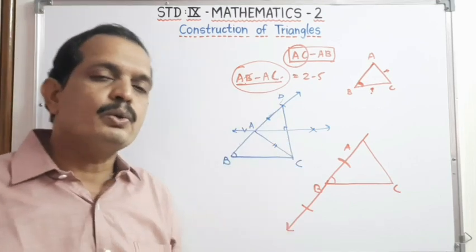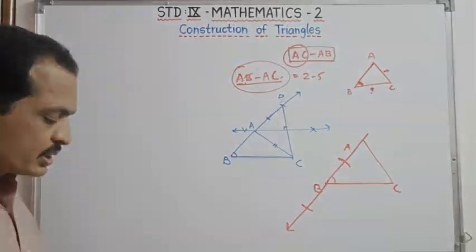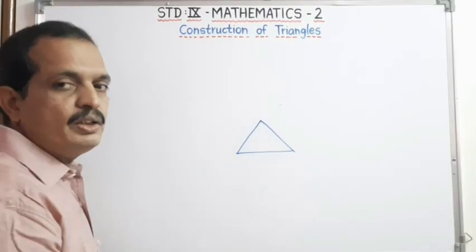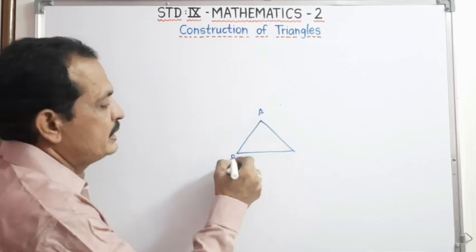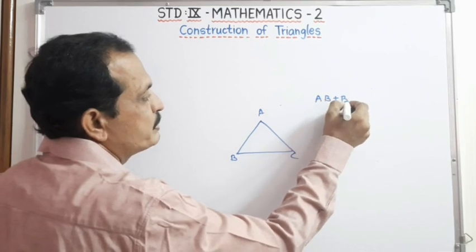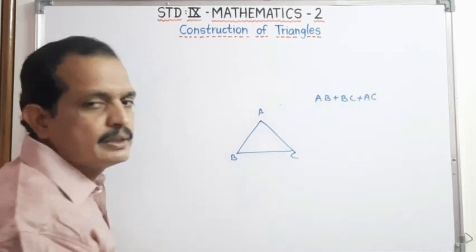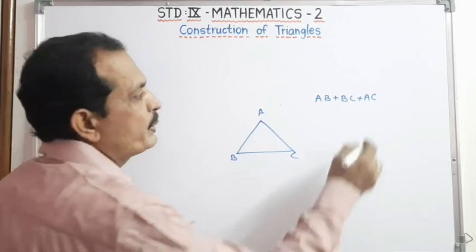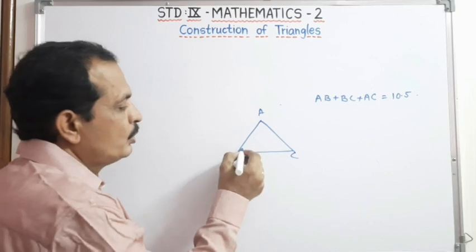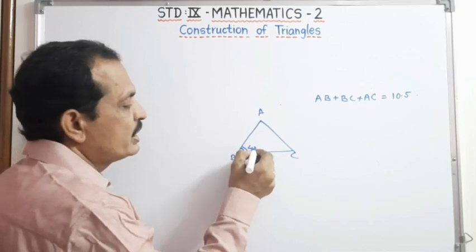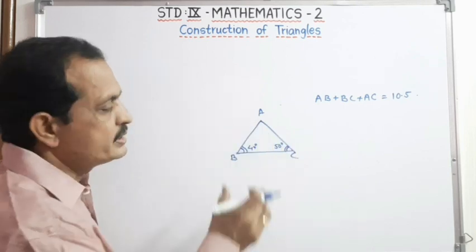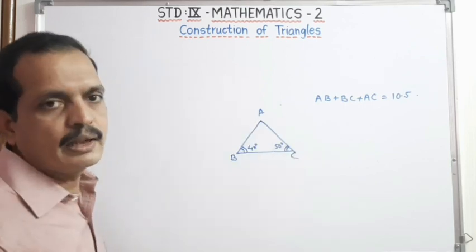Now see dear student, today we have to see another construction. The triangle is like this, and suppose ABC is a triangle and AB plus BC plus AC is the perimeter of the triangle. Now the perimeter of the triangle is given, suppose it is 10.5, and one base angle is 40 degrees and the other base angle is 50 degrees. Then we have to construct the triangle.